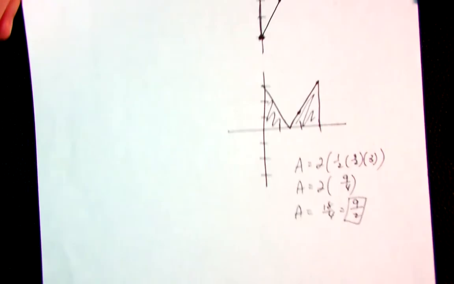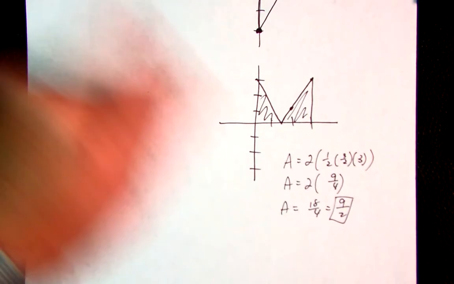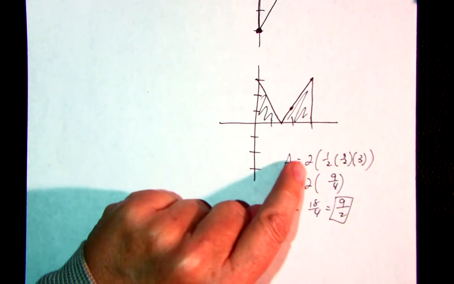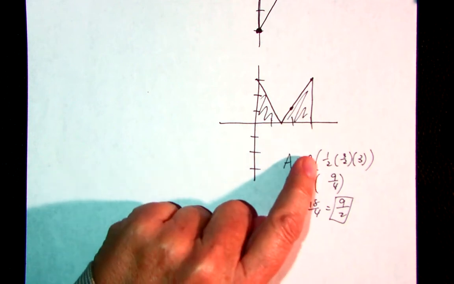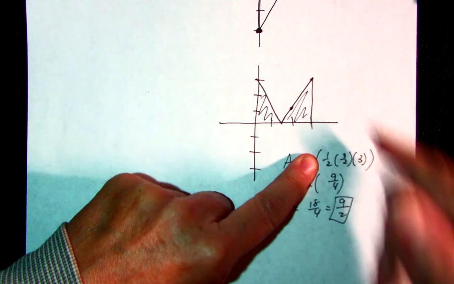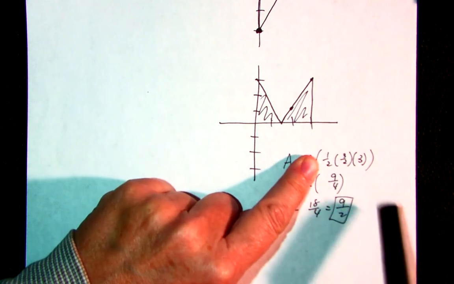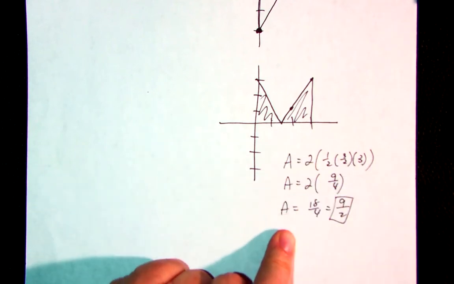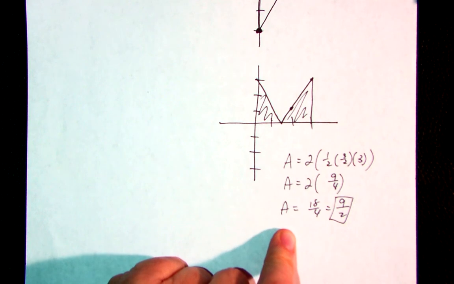Now let me show you. The area from 0 to 3 is 2 of these triangles. They're each the same. So 2 times what? 1/2 base is 1.5, which is 3/2, times a height of 3. So that would be 9 over 4 times 2 of them, that's 18 over 4, that's 9/2.